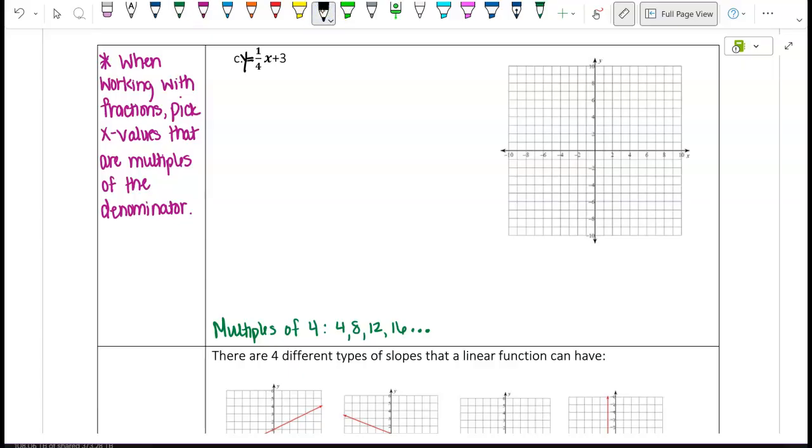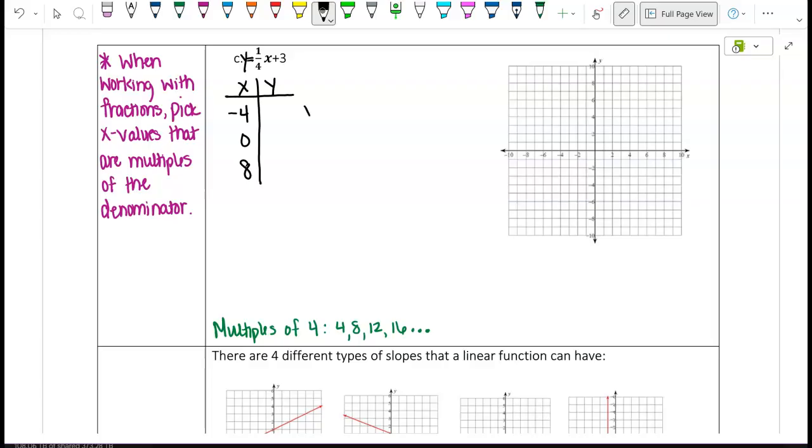Not to say you couldn't pick any numbers again, but when you have a fraction there, you do want to be aware that if you're not using multiples of the denominator, you could have some answers that are a little tougher for you to graph. So again, we're still going to make that t-chart. Again, we can pick any numbers we want for x. I'm going to go with -4, 0, and 8. Again, making sure I'm using numbers that are friendly to my denominator to make the math a little easier.